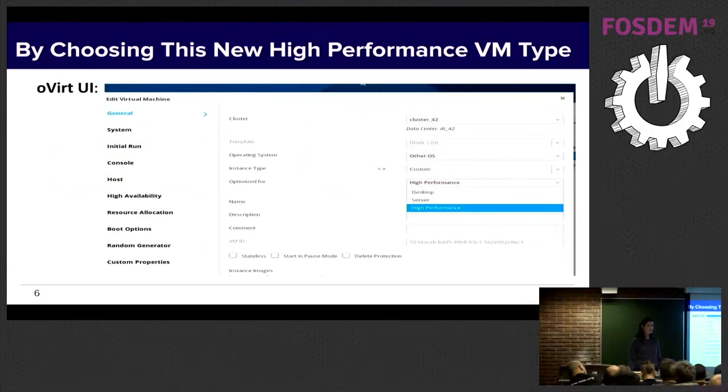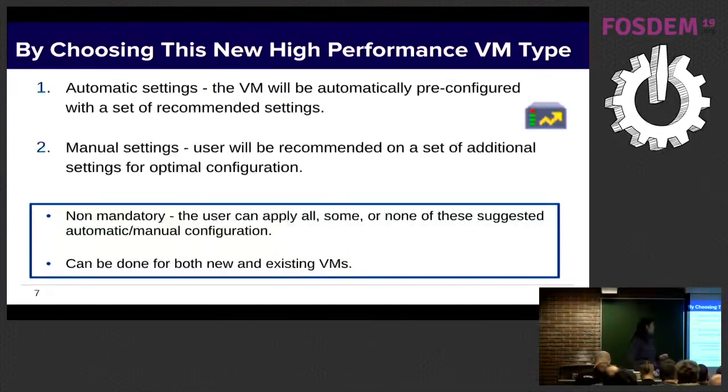So you can see there is the optimized for field, and there are 3 values: server, desktop, and now the new value, high performance. And once you set this value, you will get a high performance VM. So it looks very easy. It is easy, much easier than before, but not that easy, because by choosing this new high performance VM type, actually behind the scenes, 2 things happen.